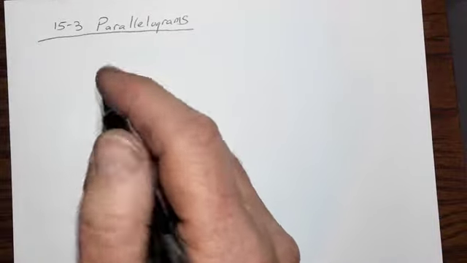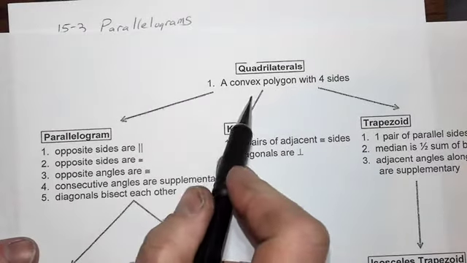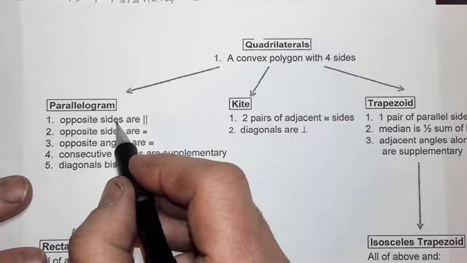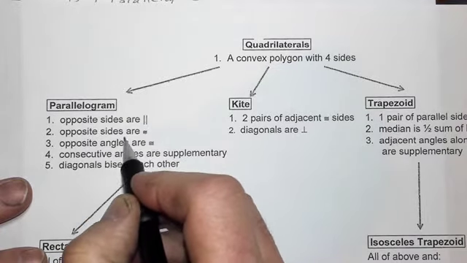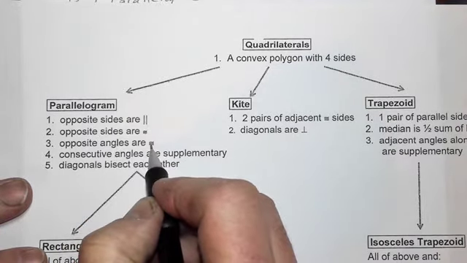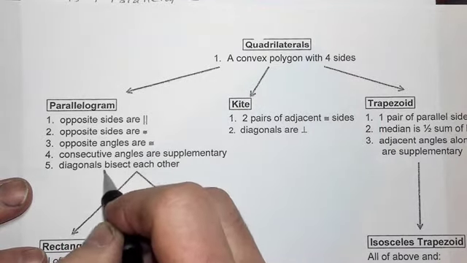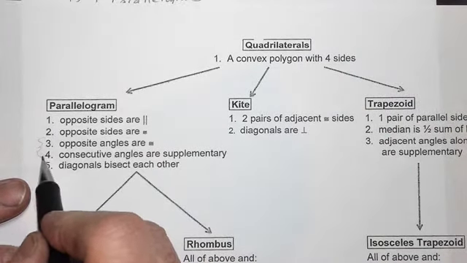Look at parallelograms. We're going to look at just part of the information, but first we'll realize that a parallelogram is a quadrilateral. I'll go back to this sheet. A quadrilateral has four sides, and these features are true. Opposite sides are parallel, opposite sides are congruent, opposite angles are congruent, consecutive angles are supplementary, and diagonals bisect each other. Today we're going to look just at these two things right here.